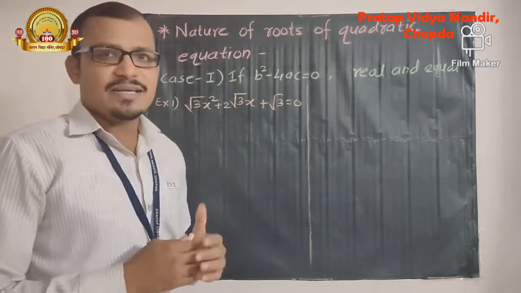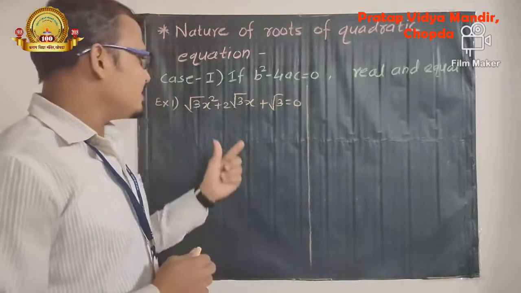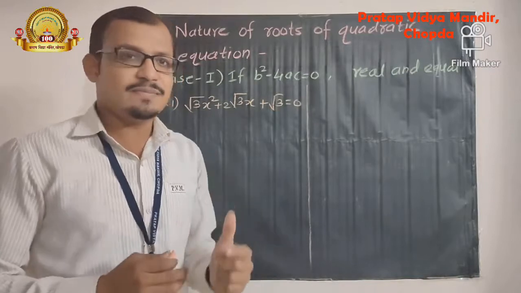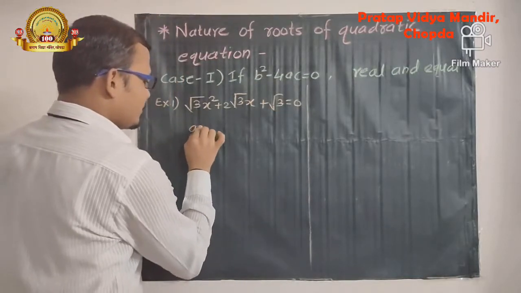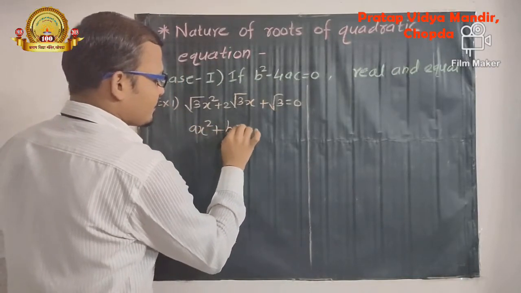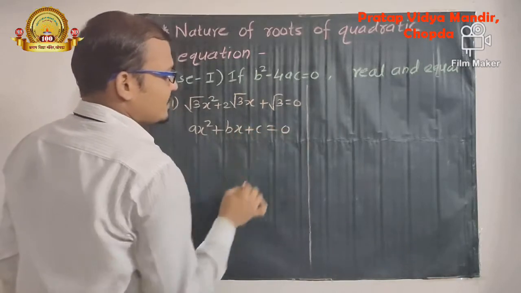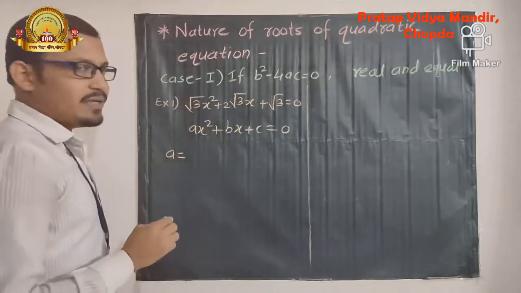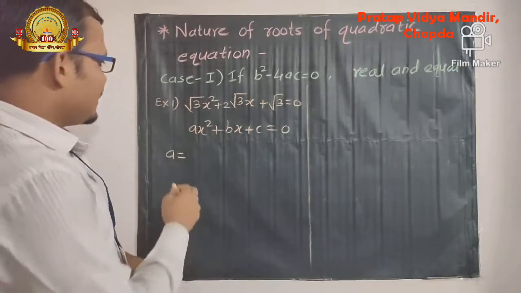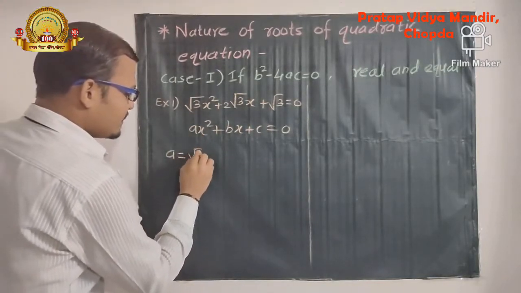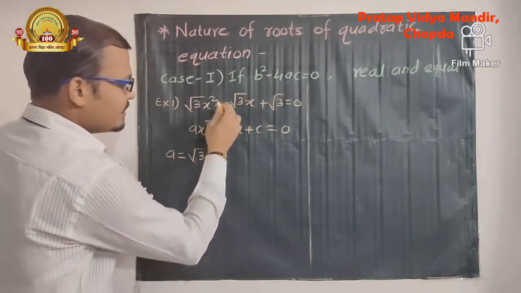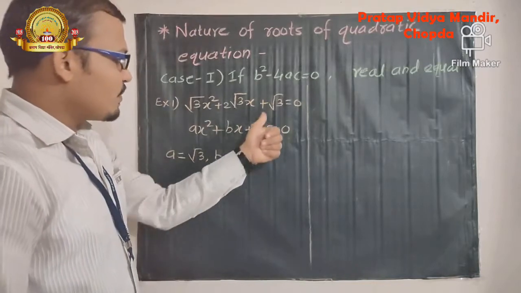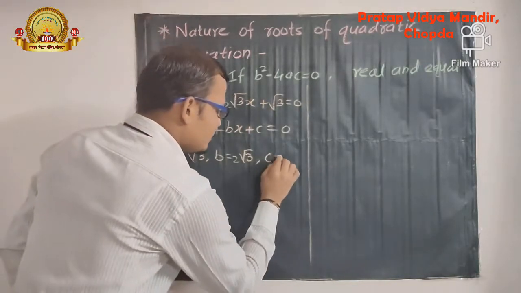To solve this quadratic equation, first we compare it with the general form of a quadratic equation, ax square plus bx plus c is equal to 0. So let us compare so that we get the values of a, b and c. Here the value of a is root 3, b is 2 root 3, and the value of the constant term c is 3.